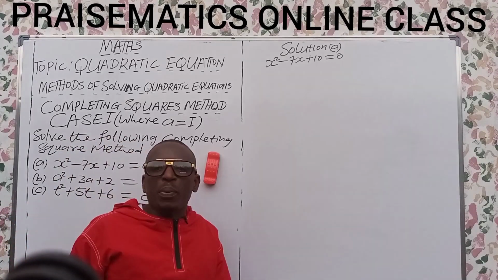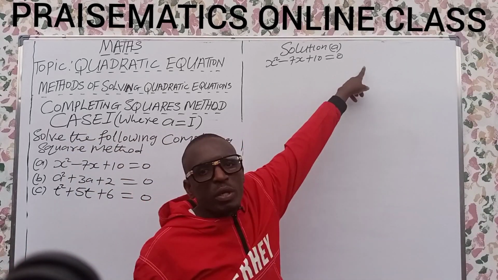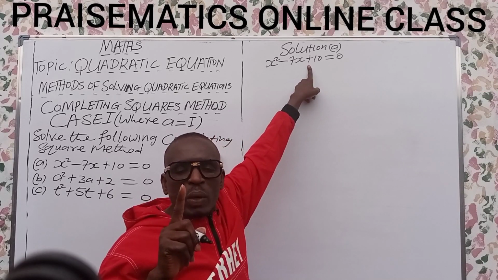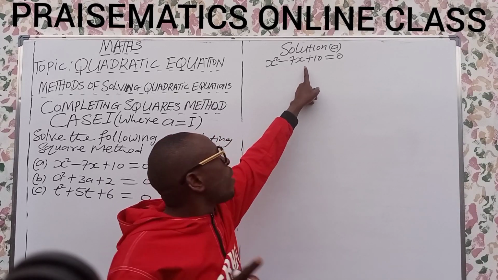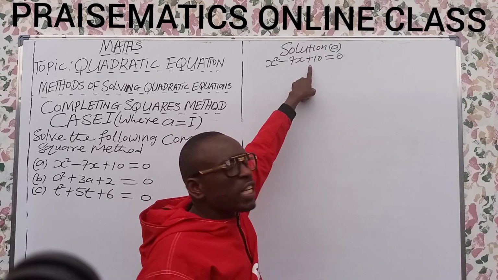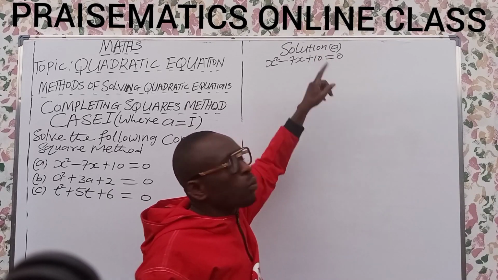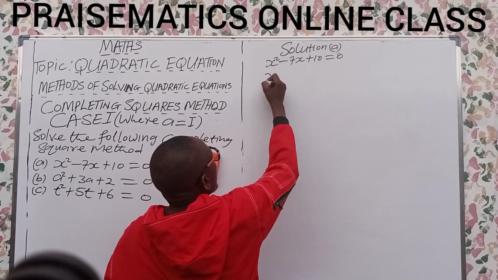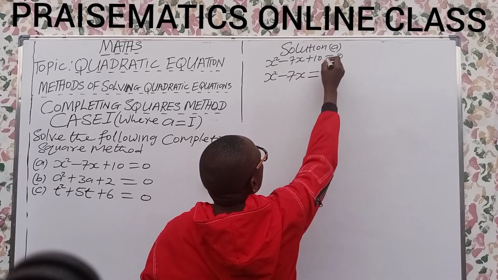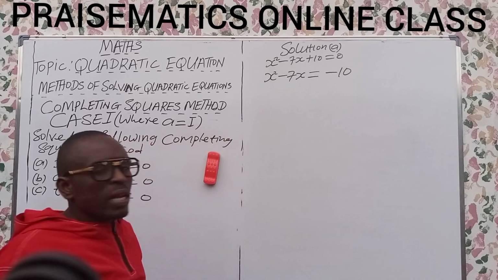First step of solving completing square method says shift the constant to the right hand side. And what is the constant? Plus 10. Always be careful with the binary operation, plus or minus. Now you need to shift this constant to the right hand side. When you are shifting the positive number across the sign of equality, it will turn to what? Negative. So we have x squared minus 7x is equal to minus 10.